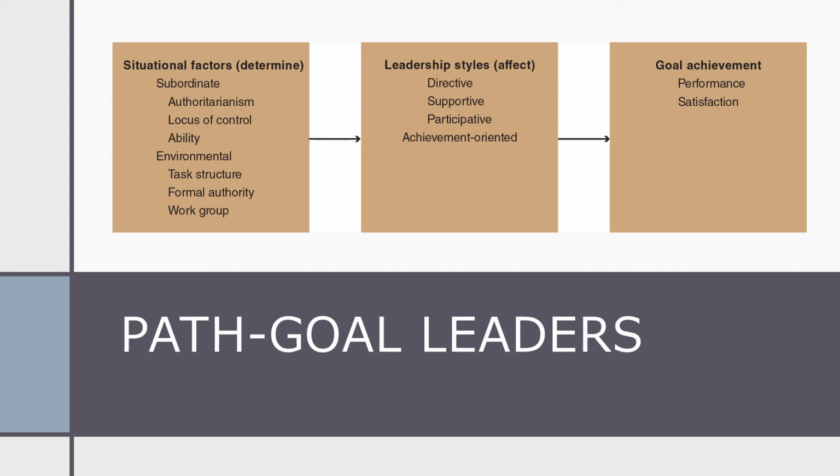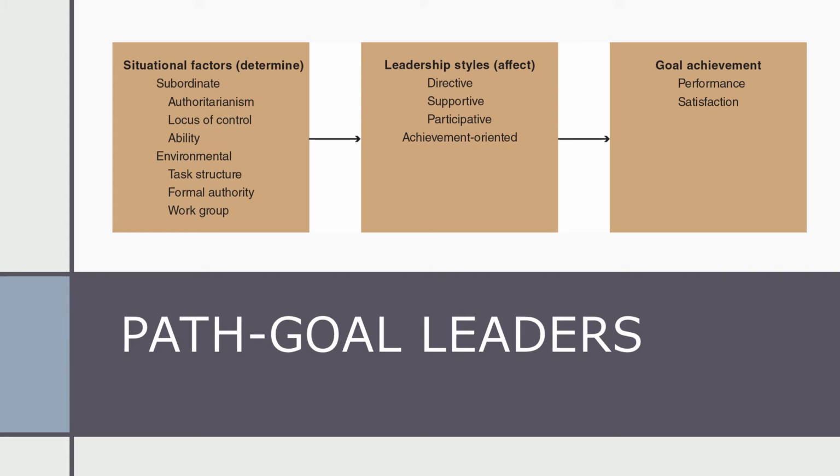These leaders set difficult but achievable goals, expect subordinates to perform at their highest level, and reward them for doing so. That is, leaders provide both high structure and high consideration. It's appropriate when subordinates are open to autocratic leadership, have external locus of control, and are high in ability.